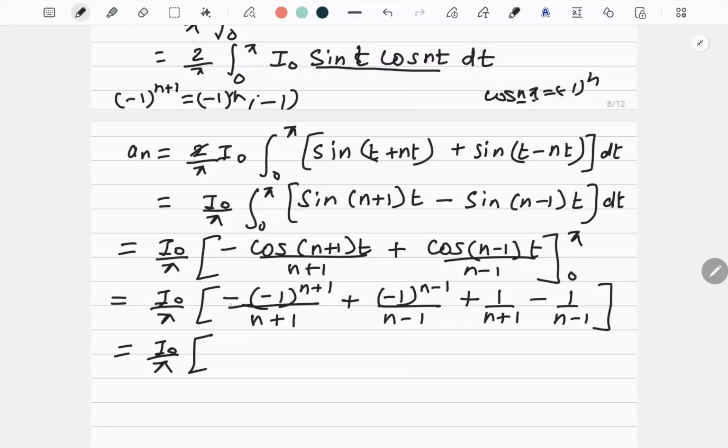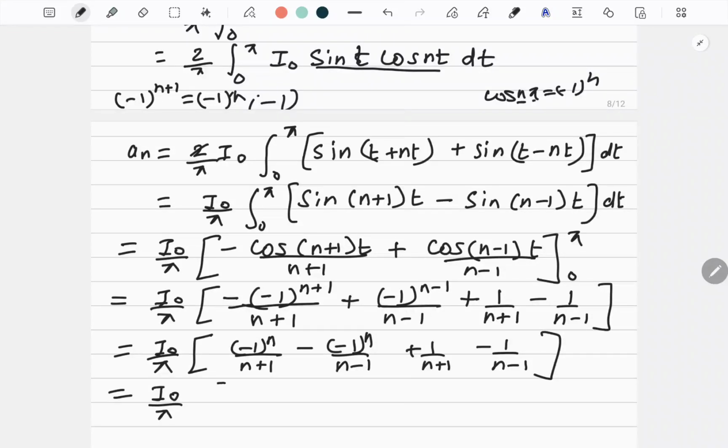So that minus 1 and this minus 1 will become plus 1. So minus 1 to the power n upon n plus 1. Same way I'll do here, though it will be minus 1 to the power minus 1, it will go in denominator, but minus sign will come in picture. So minus 1 to the power n upon n minus 1 plus 1 upon n plus 1 minus 1 upon n minus 1. So now let me combine the terms, I0 by pi.